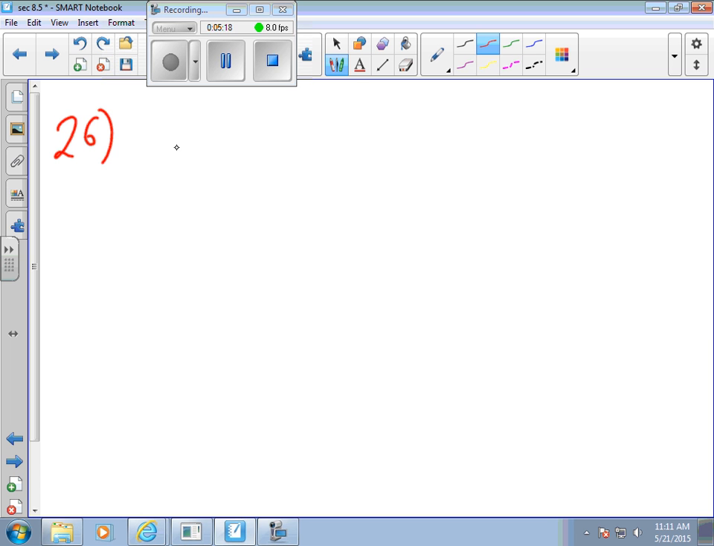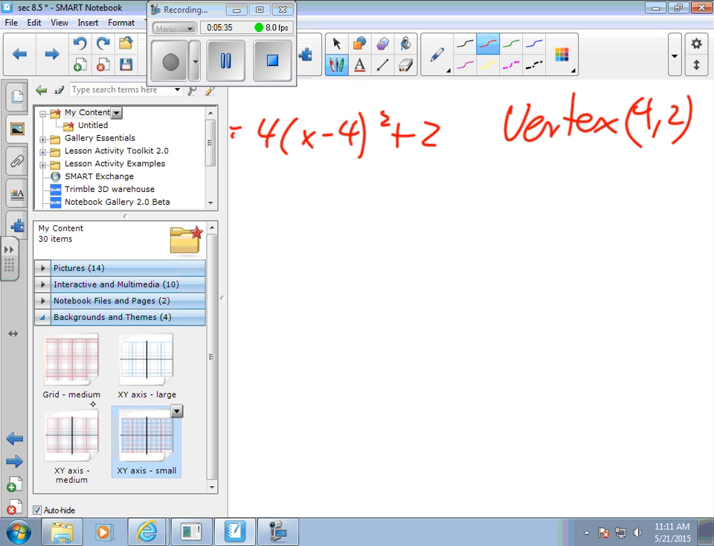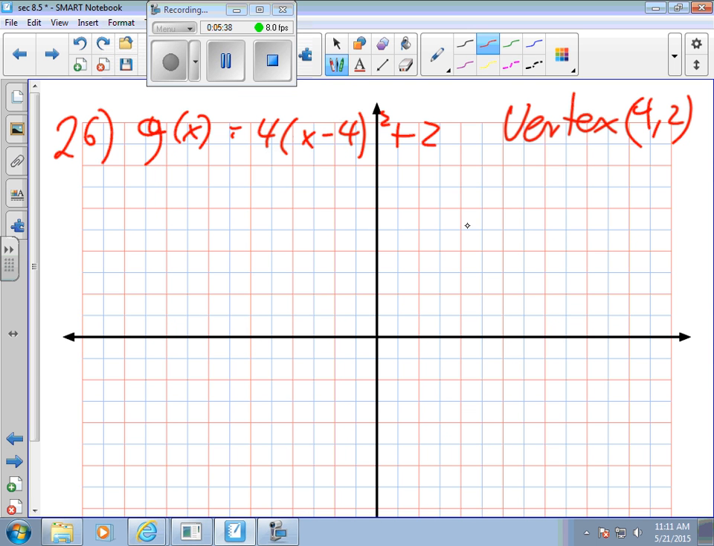26, we have g of x is 4 times the quantity x minus 4 squared plus 2. My vertex is at (4, 2). And let's take a look at that. We know because of the number in front here, we have to make our table. So I'm going to do the middle of my table is the vertex, so I'm going to put (4, 2) in the middle. And I need two numbers on either side of the 4. So I'm going to go with 3, 2 on this side and 5, 6 on this side.